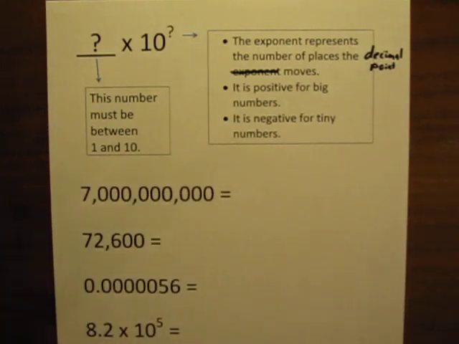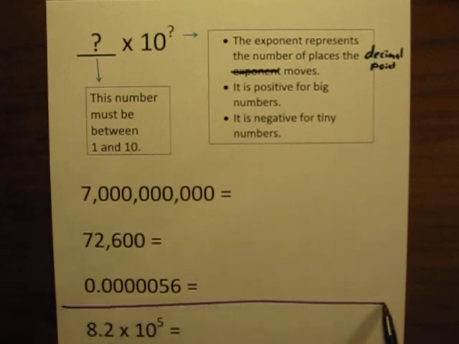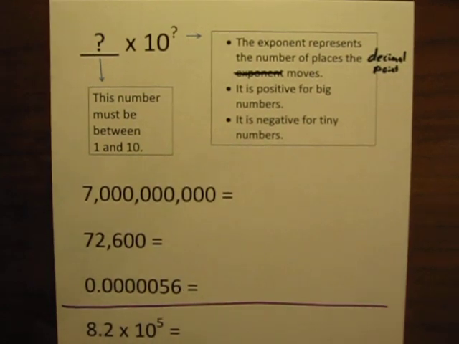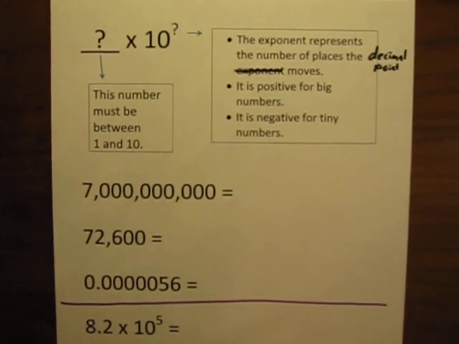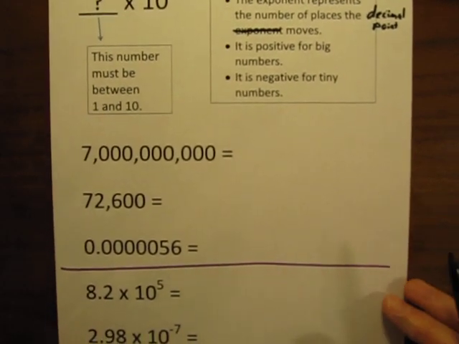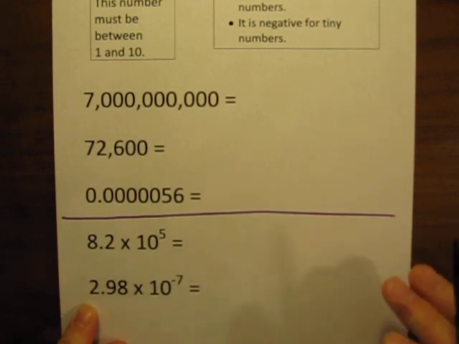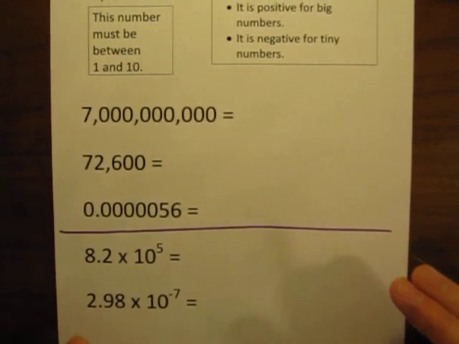Let's look at some examples. In this first section here, I'm going to convert these first three problems into scientific notation. And for the last two, I'm going to convert these, which are already in scientific notation, into regular numbers. So let's start with this one. 7 billion. It's a big number.